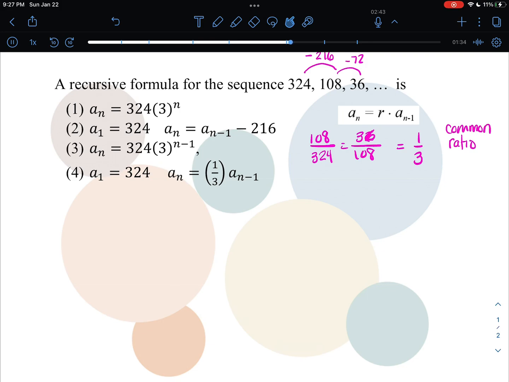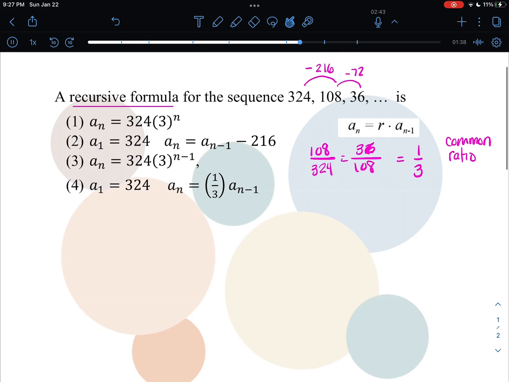Since it's asked me to find a recursive formula, I know that a recursive formula is defined by having the parameters of a first term of a sequence and then some sort of pattern or rule to get me any term from the previous terms in the sequence. So number 1 and number 3 do not even give to me the first term. That leaves me with 2 and 4. Both of them do have my first term correct of 324.